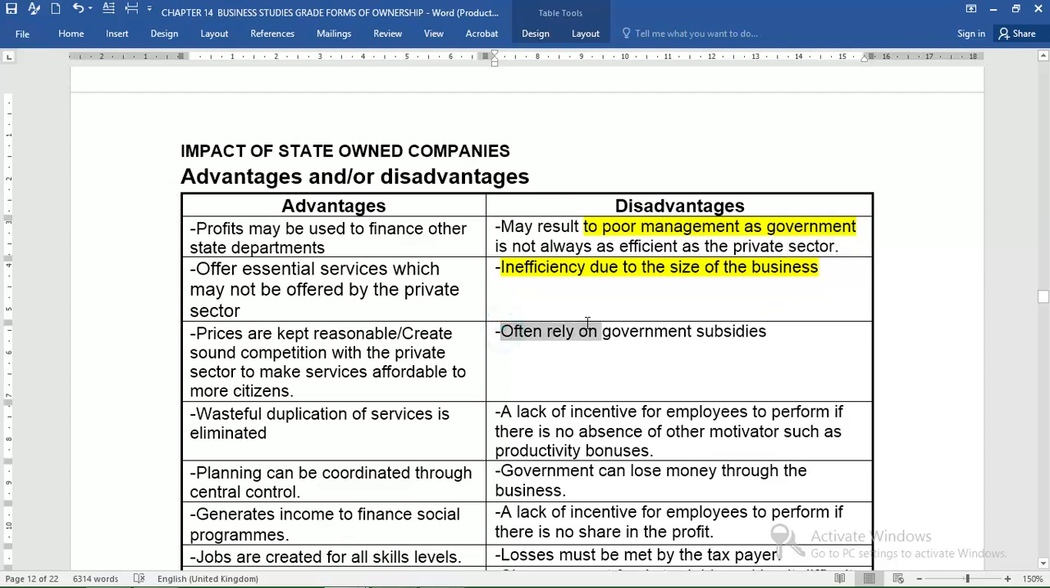And also they often rely on government subsidies. Of course, they are often relying on money from the government. Look at South African Airways, they have always been given money by the government all the time. Eskom is always given money by the government for it to survive. So they're always relying on the government. So if the government ends up not having money, it means they're in trouble, right? And also the government loses money through those businesses, because even though they are meant to make profit, they don't make profit most of the time. You understand? Their prices are too low for them to make profits, things like that, right? So those are some of the disadvantages of state-owned companies, guys.